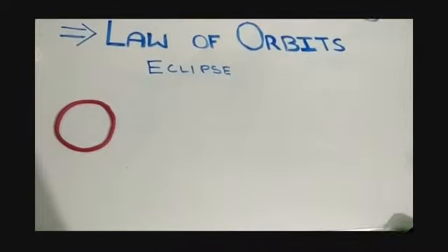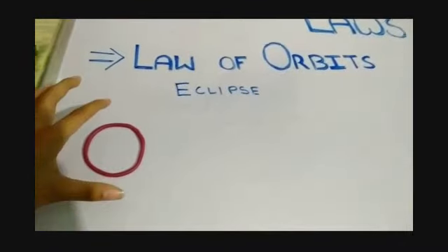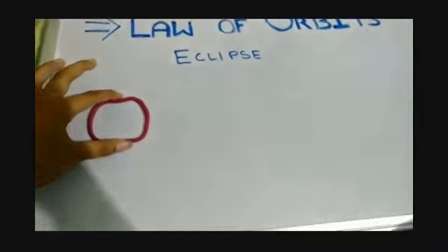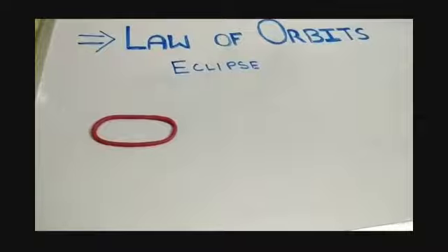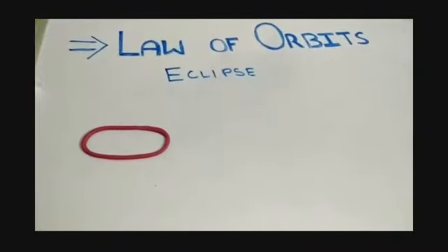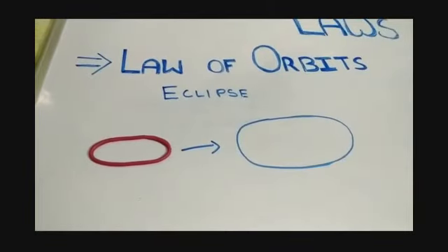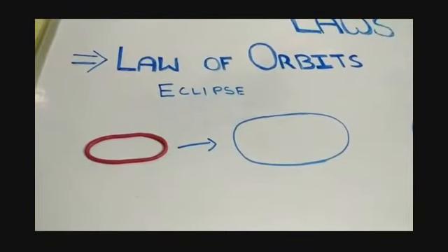Let's suppose we have a wire or clay in shape of a circle like this. What we do is start pressing it from the vertical direction. The shape which we will get will be like this. This shape is known as an ellipse. Let's draw it with a pen. The shape will look somewhat like this.